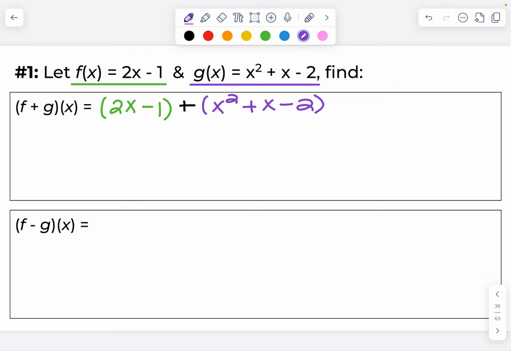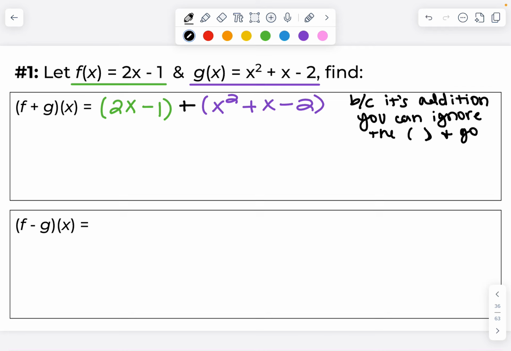Now because it's addition, you can ignore the parentheses, and I'm going to use fewer words and just combine like terms. So we can jump straight into combining our like terms, which here we have some x's that can be combined, and we have a -1 and a -2 that can be combined.